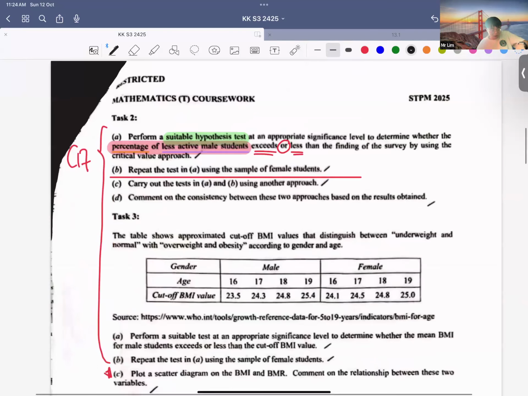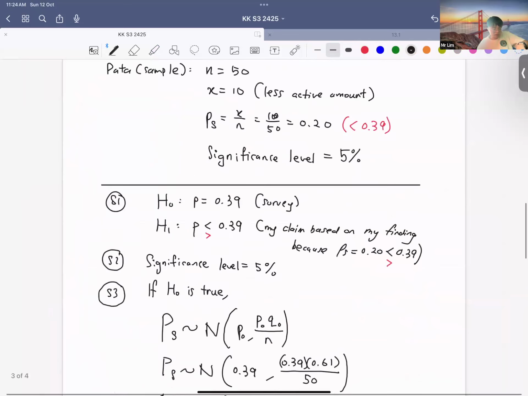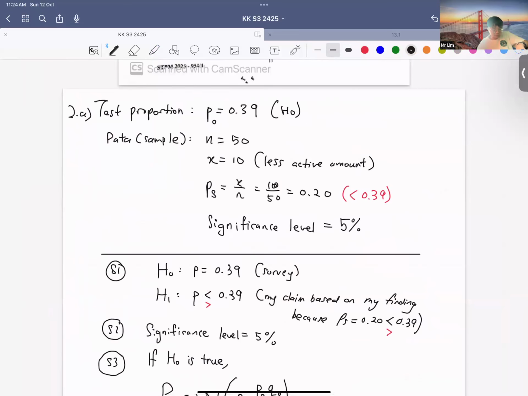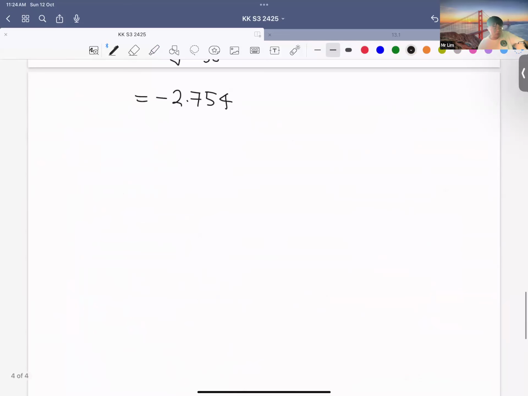Well, this one is part A, using critical value approach. That's why we do like this. So this is critical value approach 2A. And then you will see what's the next method, the one that is not very popular now in your exam. Step 5. You need to find out your critical value and critical region.